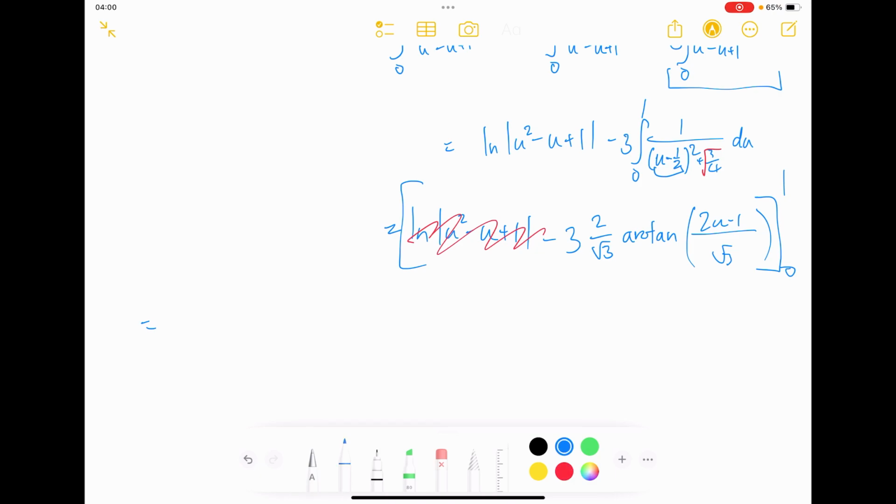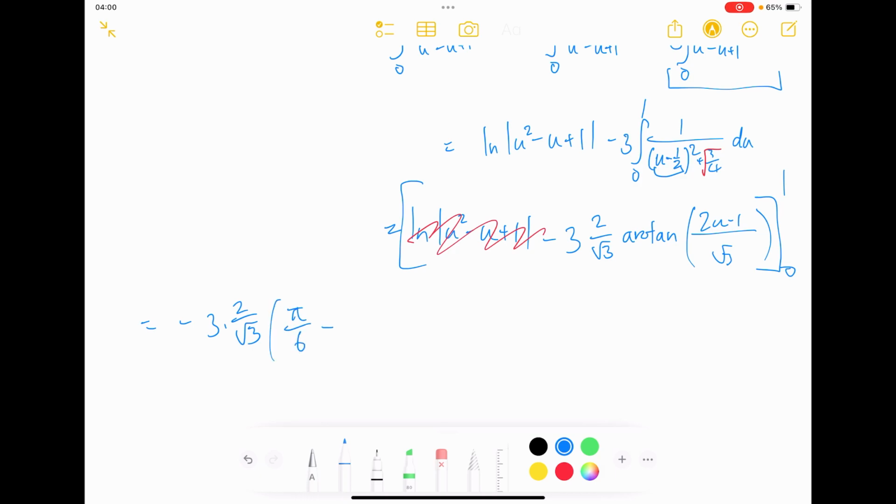And I'll have a negative 3 times 2 root 3. So actually that's just a constant that can be pulled out front. If I set u equals 1, I'll have inverse tangent of 2 minus 1, which is 1 over root 3. So inverse tangent of 1 over root 3, that is pi over 6. There we go. So that's pi over 6.